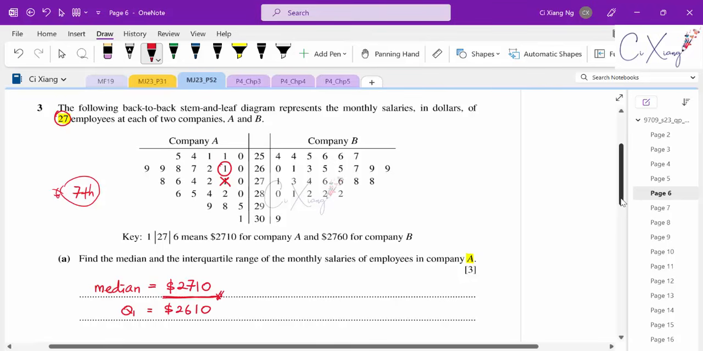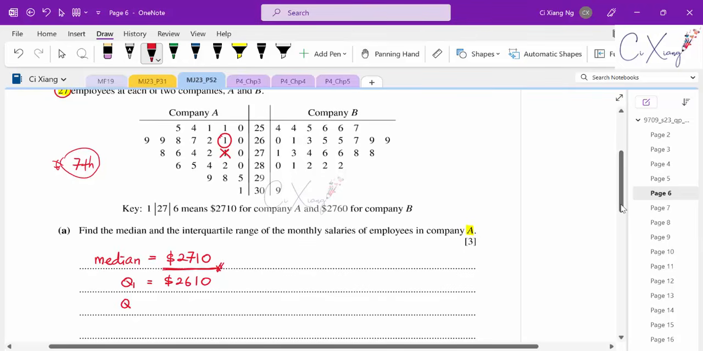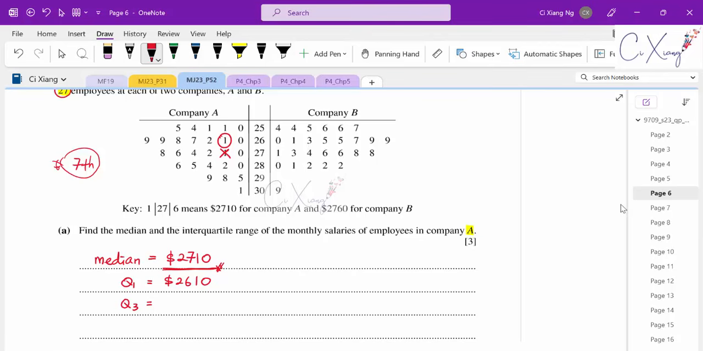Now, next one, I want to find the Q3. So simply, Q3 will be the median for the second half of data. The second half of data also has 13 values, and my median will be at the 7th number. So I count 7 numbers from the median. 1, 2, 3, 4, 5, 6, 7. So the 7th will be this value, which is 2840. So my third quartile will be 2840. It is the median for the second half of the data, and it denotes the upper quartile.